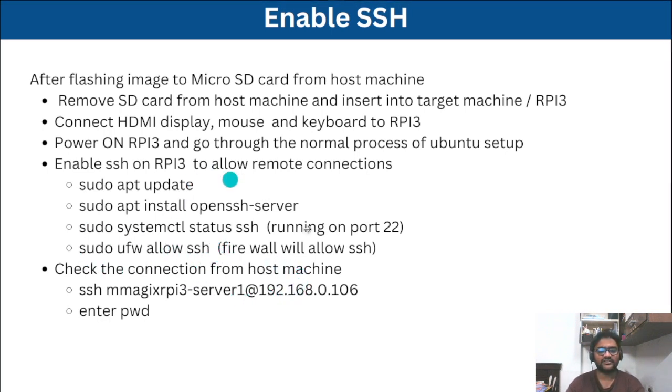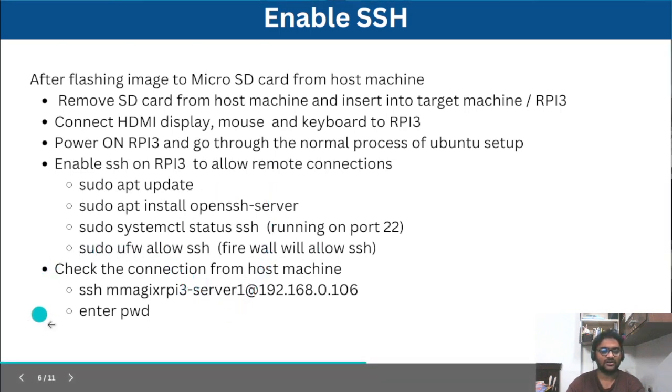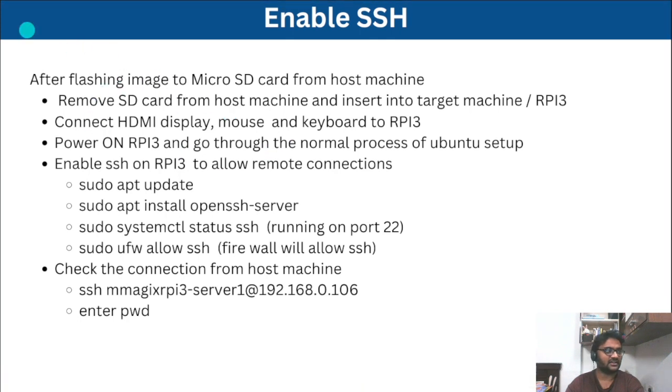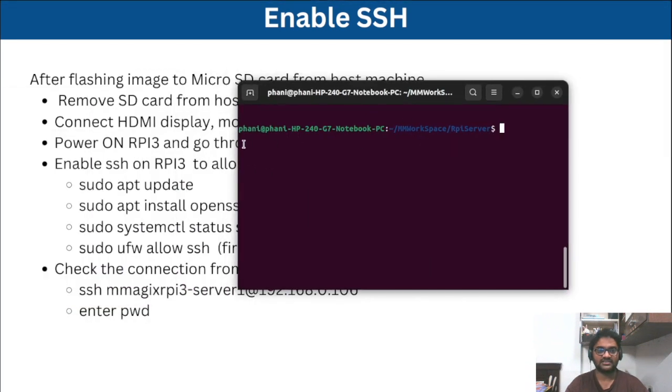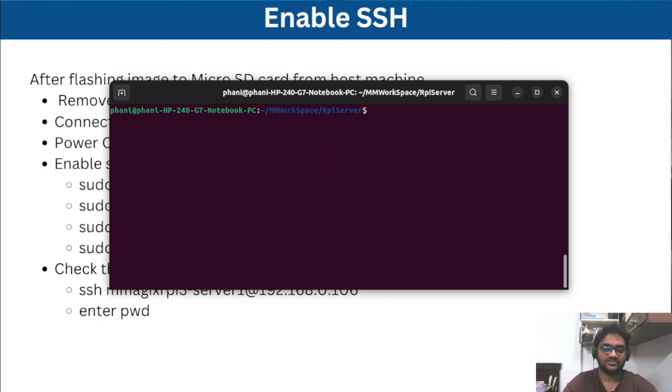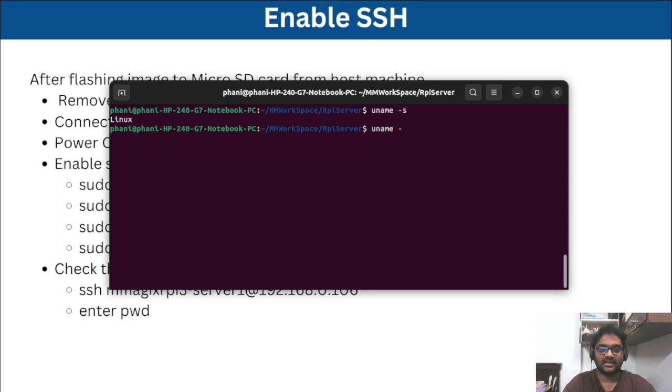Finally, after installing SSH on the target machine, the RPi 3, we need to ensure the connection from the host machine is successful. So I have gone through all the flashing, logged in as on any normal Ubuntu machine, and installed all the required things, the OpenSSH. Now let's see. This is my host machine. My host machine is of type Linux and it has architecture x86-64.